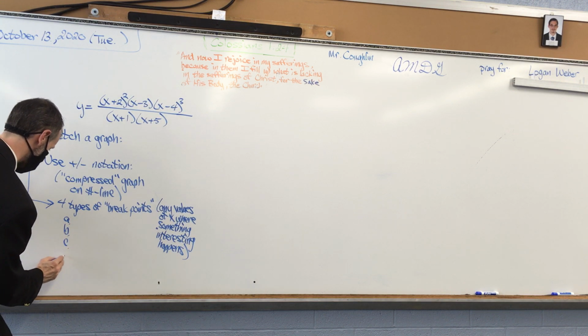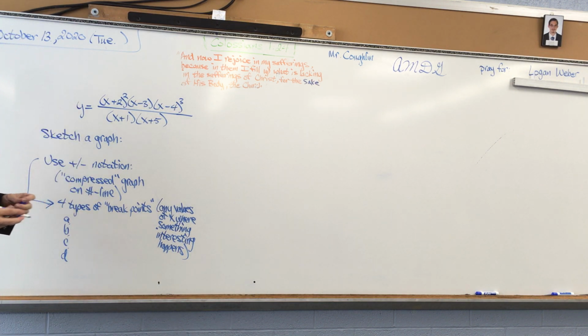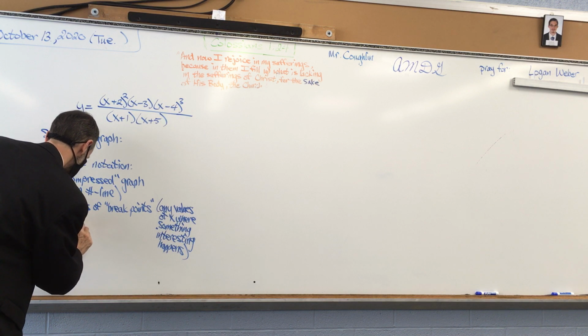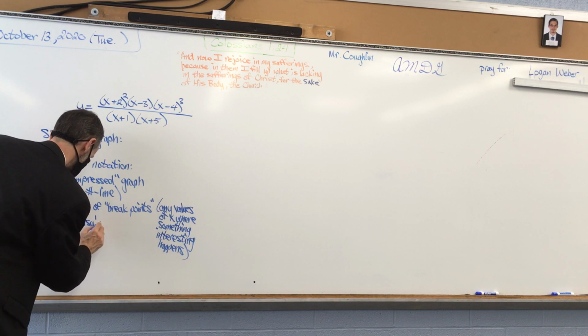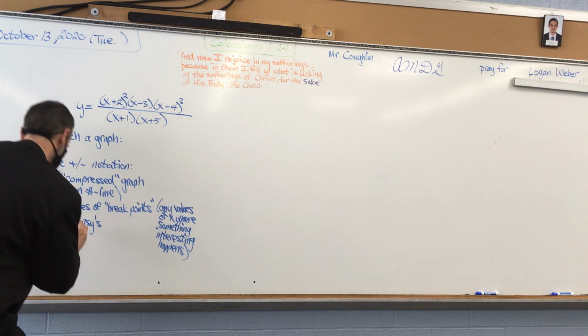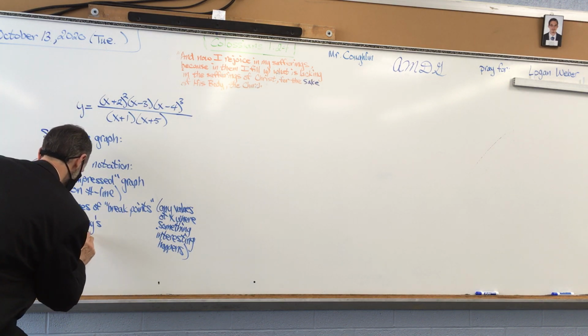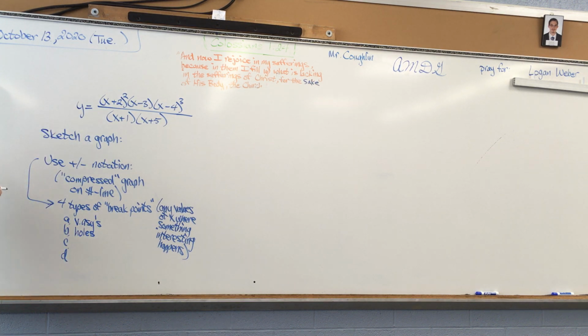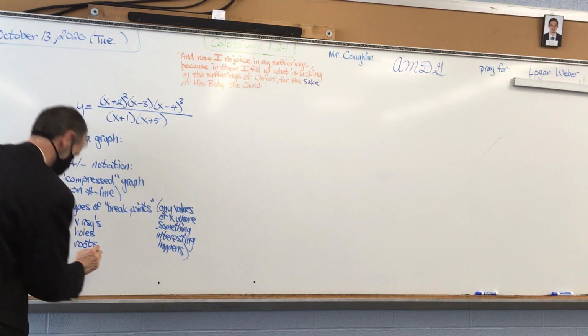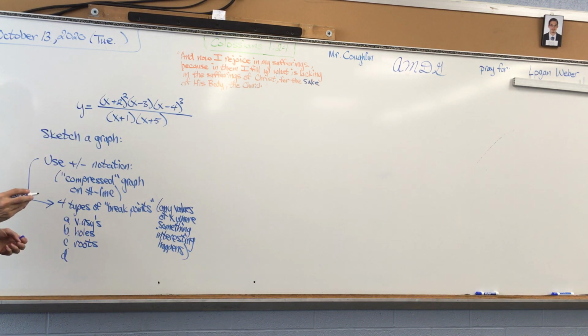Can anybody name them for me? The 4 types of breakpoints. Give me one. Vertical asymptotes. I'm going to abbreviate mercilessly here. V period ASY apostrophe S is vertical asymptotes. Johnny, give me another one. Poles. We're going to tell you more about those today. Next one? Roots. And then the ones we're not really going to use this chapter but still exist: definition breaks.